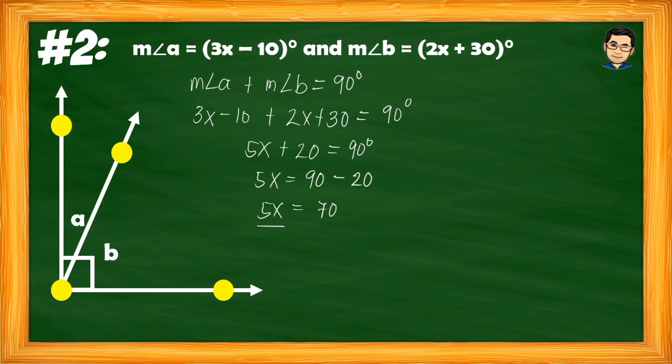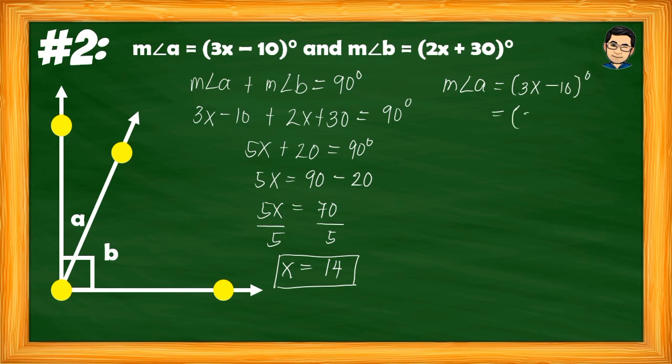And then, divide both sides by 5. So, the value for x is 14. So, 70 divided by 5 is 14. Now, substitute natin siya sa mga expression. So, for measure of angle A, for A naman, 3x minus 10. So, magiging 3 times 14 minus 10.